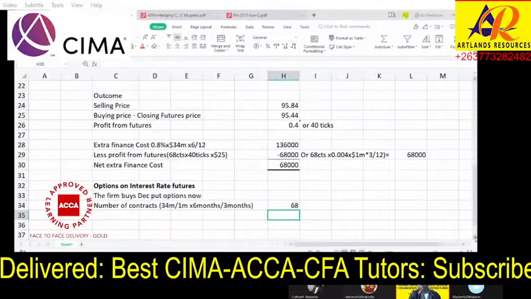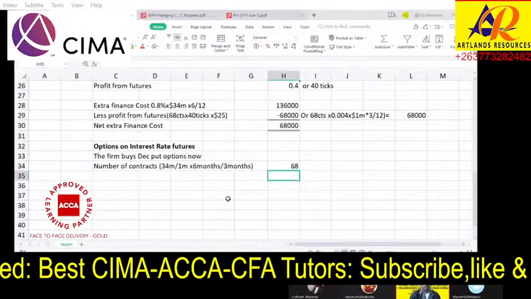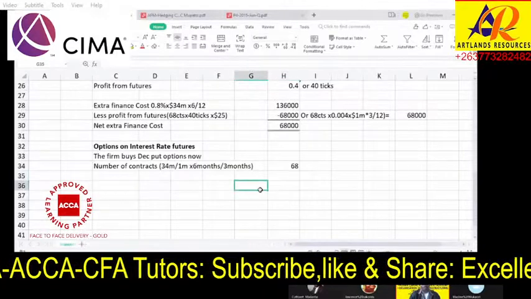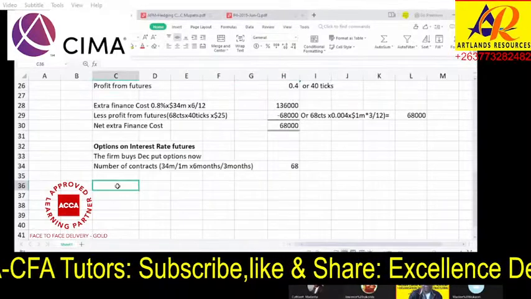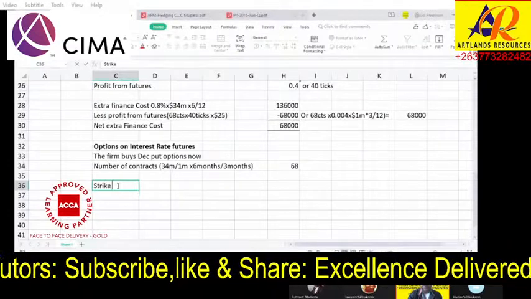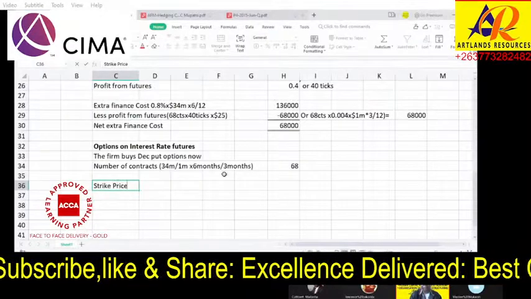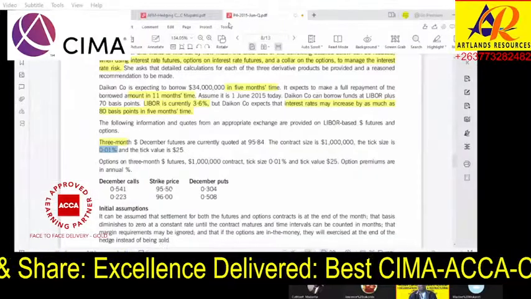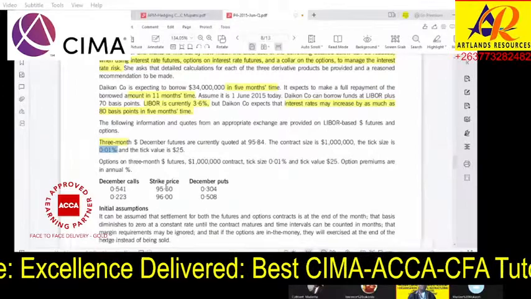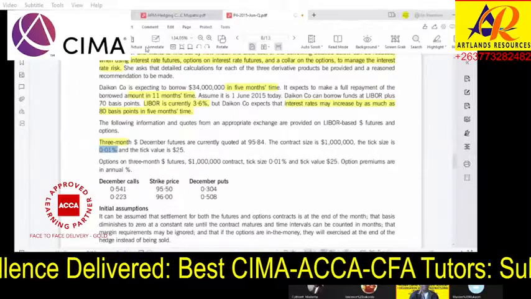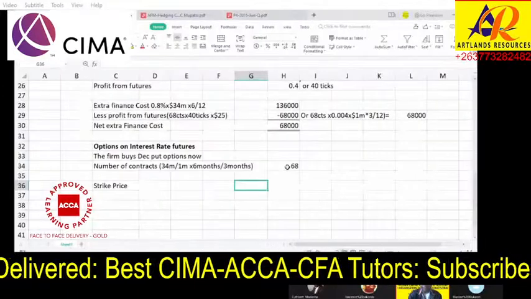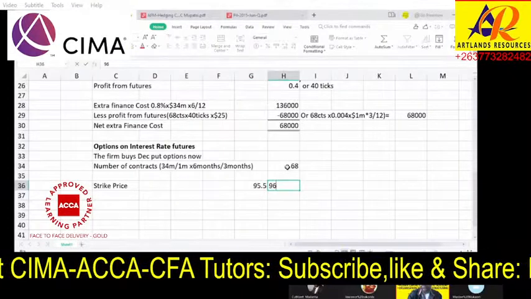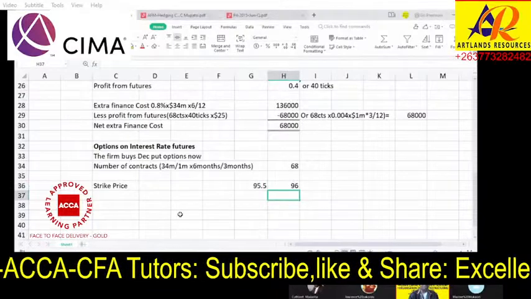So what we then have to do is we want to exercise options on interest rate futures. So what you do is you say strike price. This time I borrow. I remember I did a question with you when you were a lender. So there are two strike prices, 95.5 and 96. So let us use both. 95.5 and 96. These are the two strike prices.